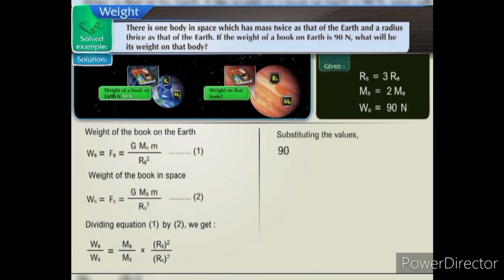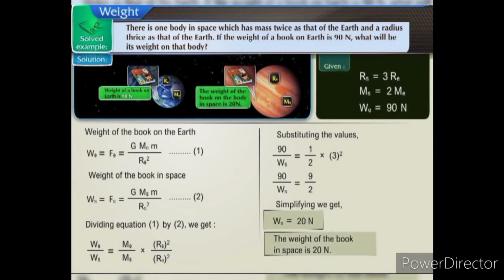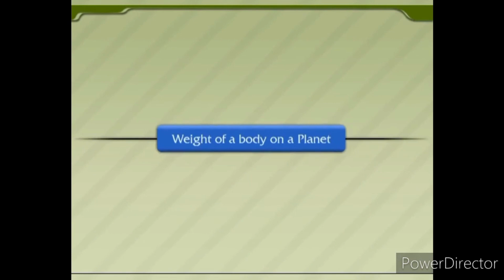Substituting the values, 90 upon Ws is equal to 1 upon 2 into 3 on the whole square. 90 upon Ws is equal to 9 upon 2. Simplifying, we get Ws is equal to 20 Newton. The weight of the book on the body in space is 20 Newton. The weight of the body on a planet.